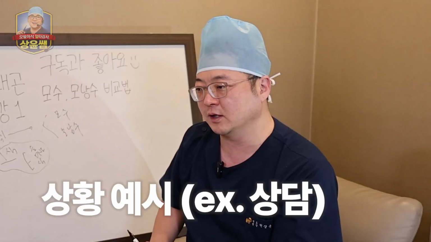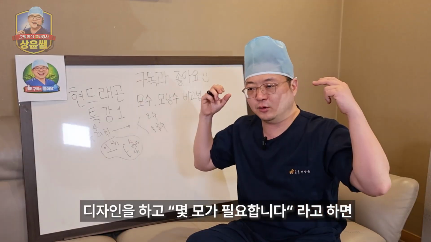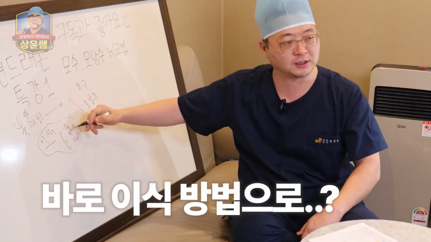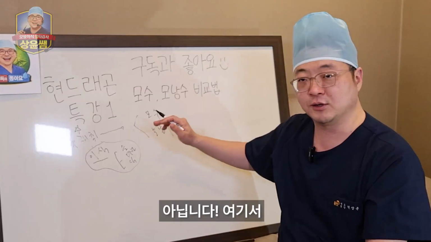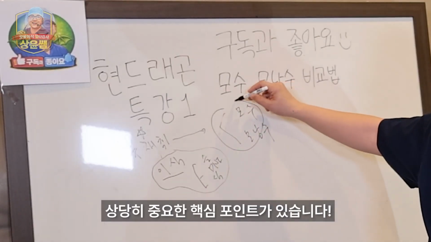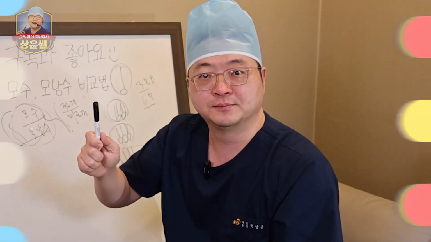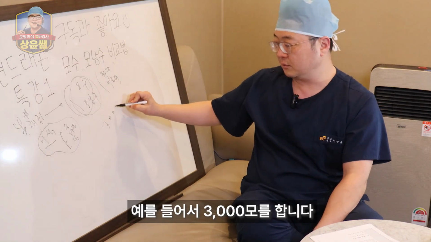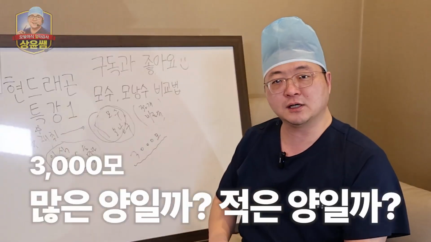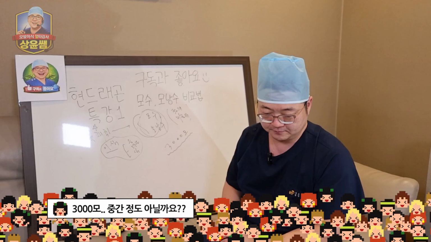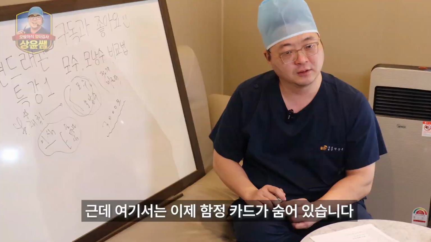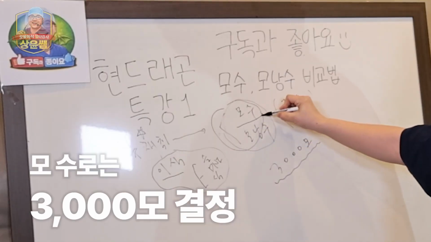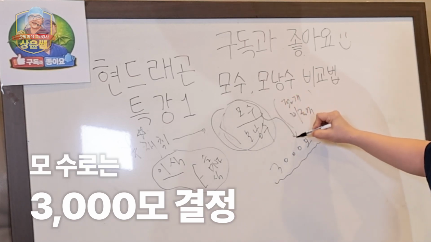Now during consultation, once the design is set and you're told the number of grafts needed, what's next to consider? They just jump to the implantation method. No. There's a very important key point right here. Okay, focus. Let me ask a question. Say you're doing 3,000 hairs. Is that a lot or a little? But there's a catch. This amount, based on hair count, will result in 3,000 hairs.